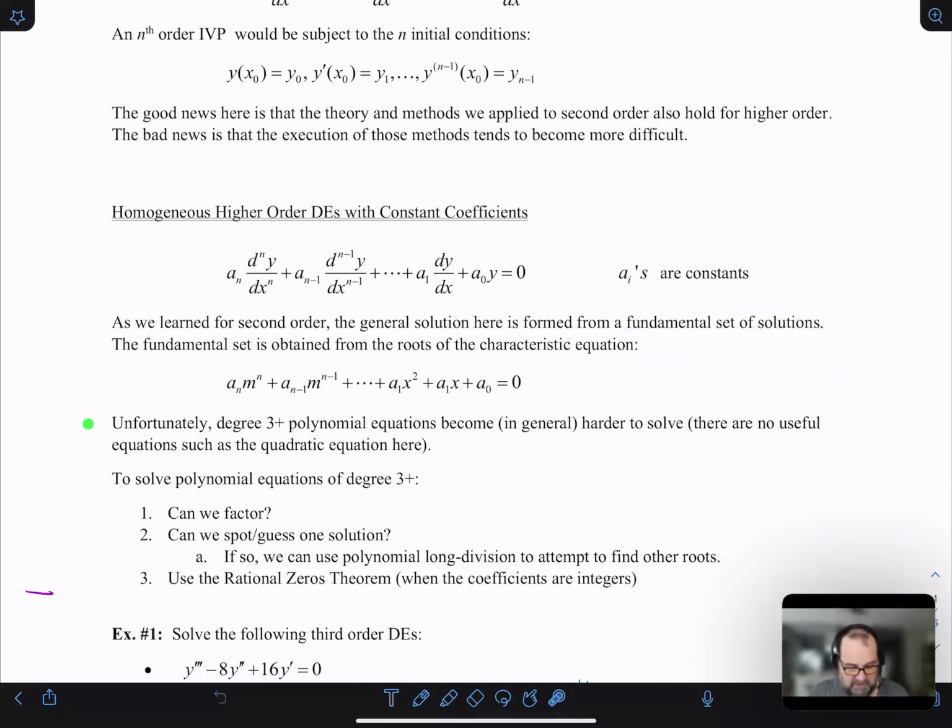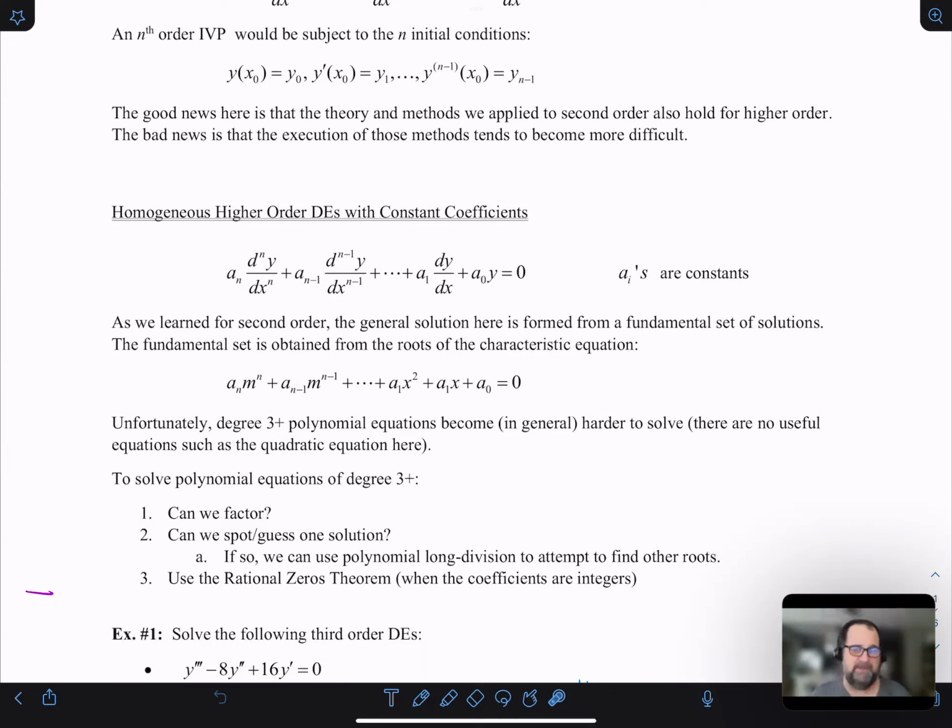The good news is, for third, fourth order DEs, the exact same theory applies. What you actually end up doing with the roots of your characteristic equation is exactly the same, but it's just a little bit harder to solve the characteristic equation. The algebra for solving cubic equations and higher degree polynomial equations is tricky. There is no practical cubic equation, no practical quartic equation that we can rely on to solve any old higher degree polynomial equation. So we have to resort to a bit of a bag of tricks here to try and solve at least some of them.